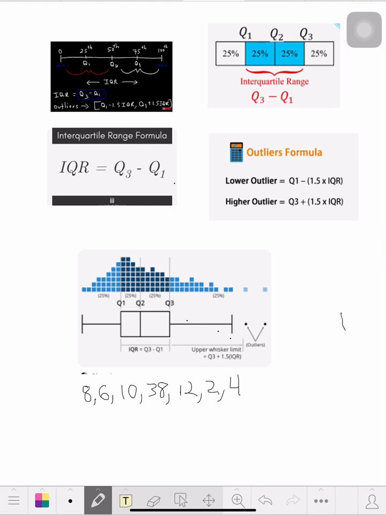First, what you're going to get on a test is you're going to get numbers, and they'll look like this. The 8, 6, 10, 38, 12, 4, 2. What you have to do now is write these in ascending order. Start with the lowest and go to the highest, okay? So on this one here, the first number would be 2. Then it'd be 4. Then it'd be 6. Then it'd be 8. Then it'd be 10. Then it'd be 12. And the last one would be 38. Those are your numbers in ascending order.